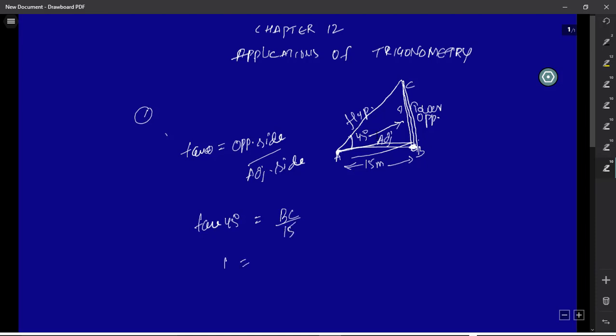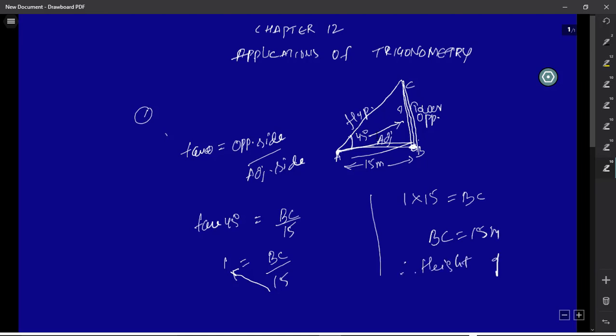Tan 45, we all know that tan 45 is 1. The value of tan 45 is 1. 15 will multiply here, right? So what do I get? 1 into 15 is equal to BC. So BC is 15 meters, which means height of the tower is 15 meters.